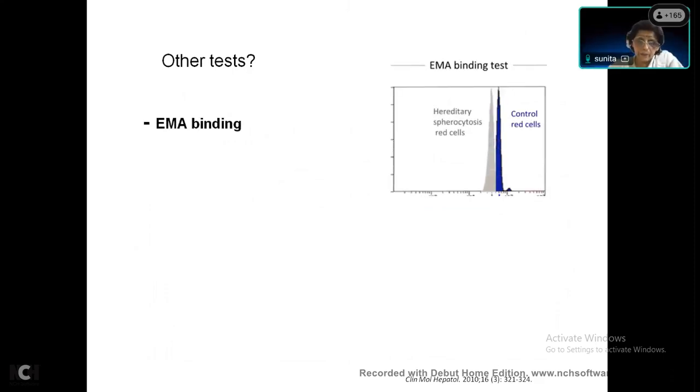The other tests which can be done will be covered in your next lecture, but briefly I just mention the EMA binding test, or eosin-5-maleimide dye. Now this binds with the band 3 protein on the red cell membrane. So you see the fluorescence by flow cytometry, and if you see the mean fluorescence intensity, this is the control red cells and this is the spherocytic cells. So it becomes less. How much less, you can calculate by comparison with the controls.